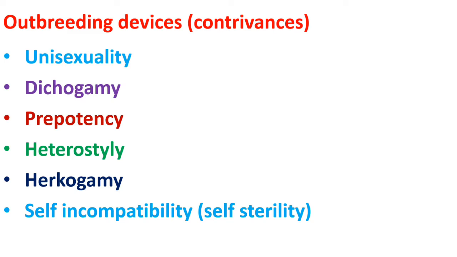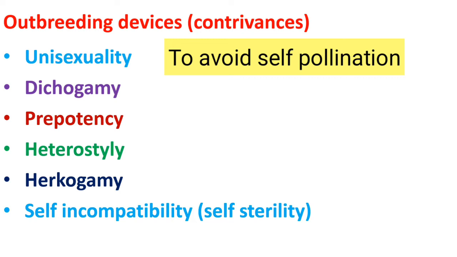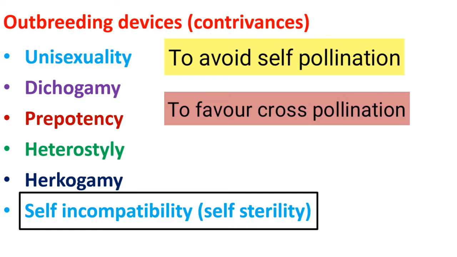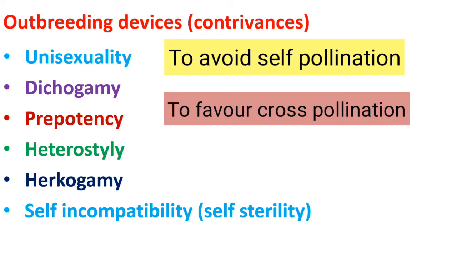Then what are outbreeding devices? Contrivances. These devices are meant in flowers to avoid self-pollination and to favor cross-pollination. These devices are unisexuality, dichogamy, prepotency, heterostyly, herkogamy, self-incompatibility, that is self-sterility. So you should know all these outbreeding devices with examples.